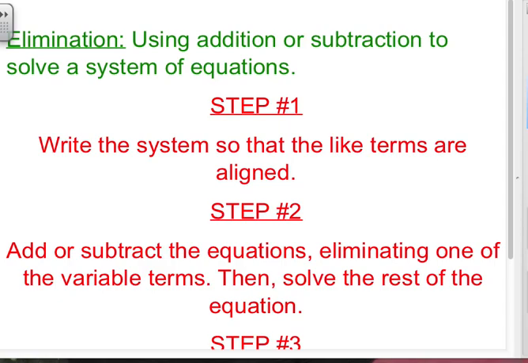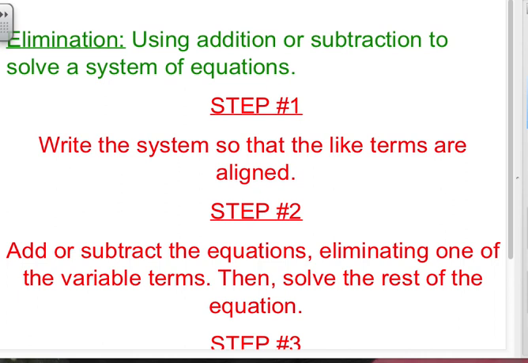This is a pretty important screen, definitely worth writing down, or taking a screenshot and printing this page out. I think this is pretty valuable. This tells you what elimination is. Elimination is when you use addition or subtraction to solve a system of equations. So we're not graphing today. This is definitely going to be more on the algebra side of things, and there are some steps involved.